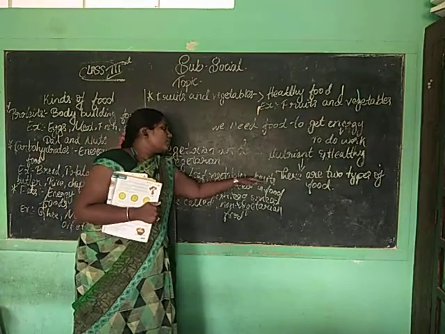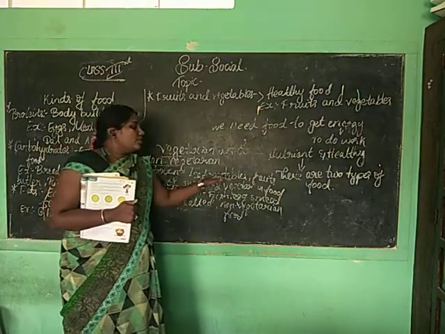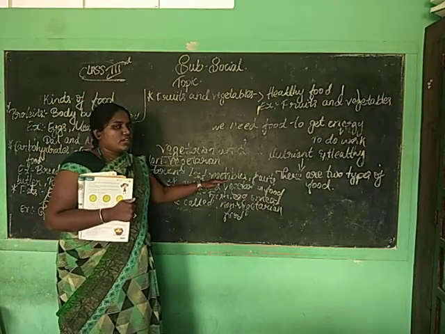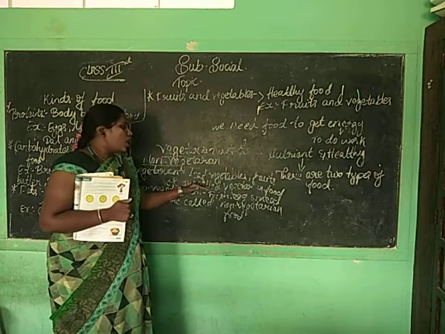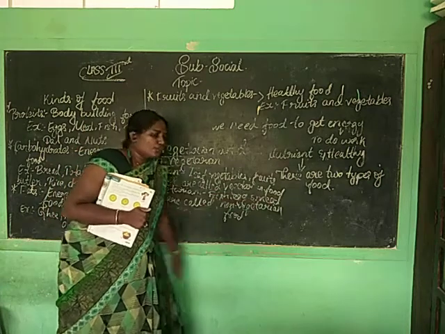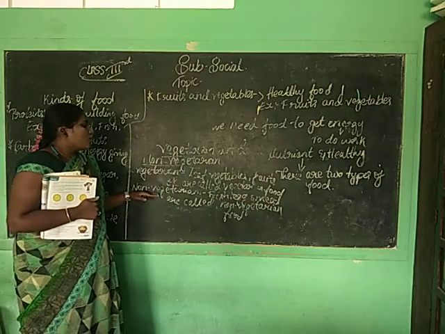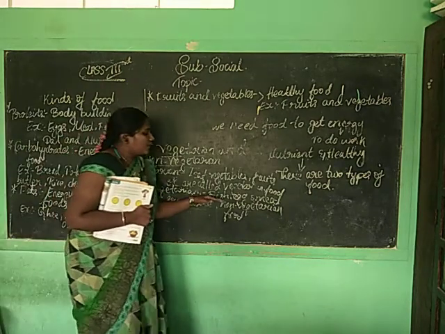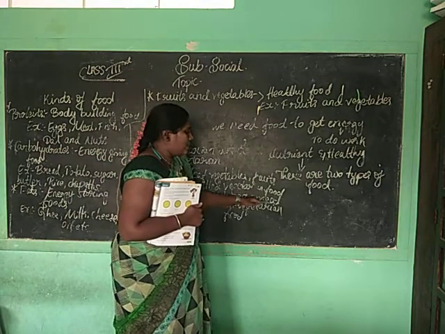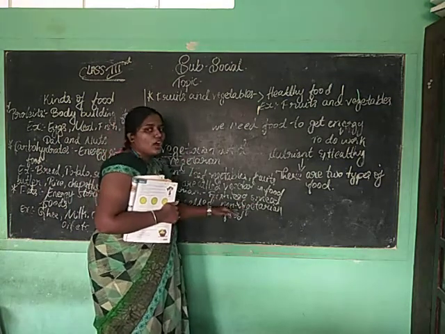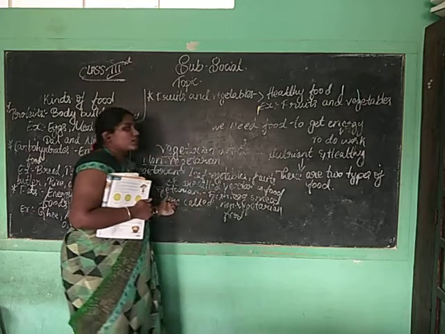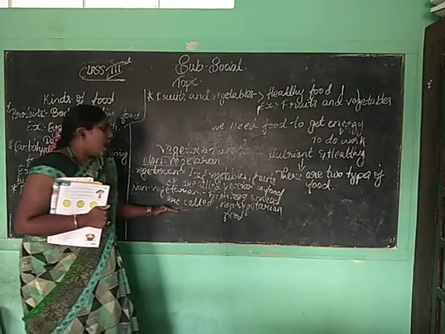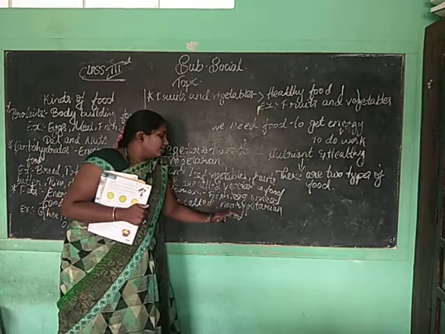What does vegetarian food mean? Leafy vegetables and fruits are called vegetarian food. Next, the second one, non-vegetarian food. What does non-vegetarian food mean? Fish, egg, and meat are called non-vegetarian food.